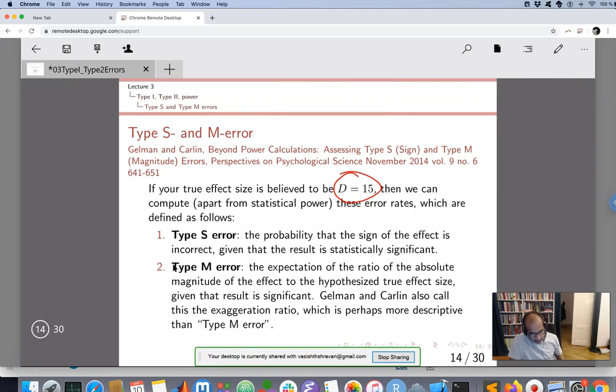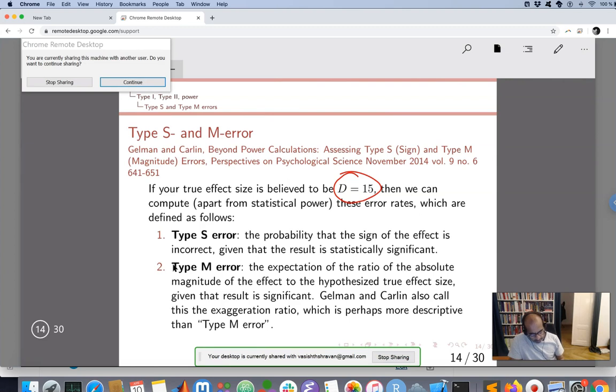This is not an outrageous number for many phenomena that I study. Okay, so now, given this kind of difference between two means, we can calculate power under certain assumptions. What we're going to do is compute the probability that the sign of the effect, see here the sign of the effect is positive, right? That's the sign of the effect. We're going to compute something called type S error, which is the probability that the sign of the effect is actually wrong under repeated sampling, given that you got a significant effect.